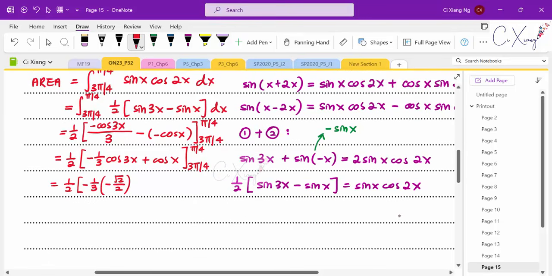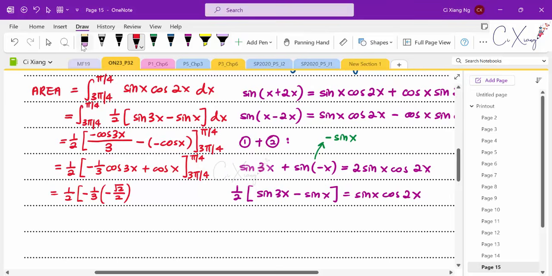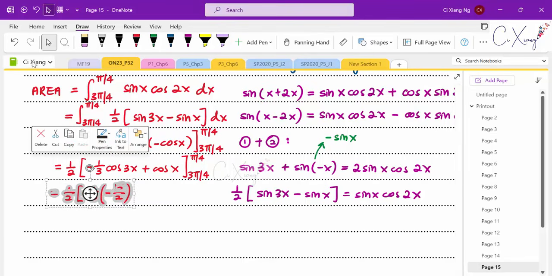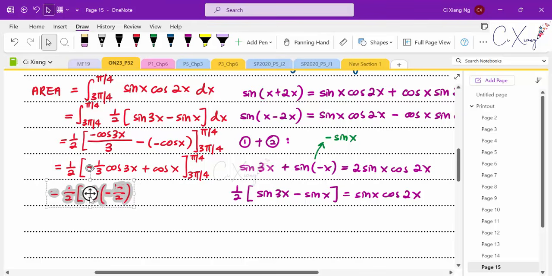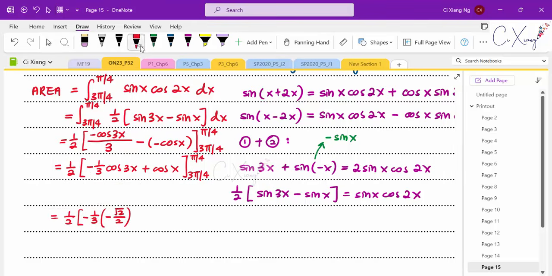Okay, then what is next? Maybe I need to move this whole thing down so that I have enough space. Okay, then after that, you have to substitute pi over 4 into the cos x. So you're having plus cos pi over 4, which is 2 over 2. Then you minus. What are you going to minus?